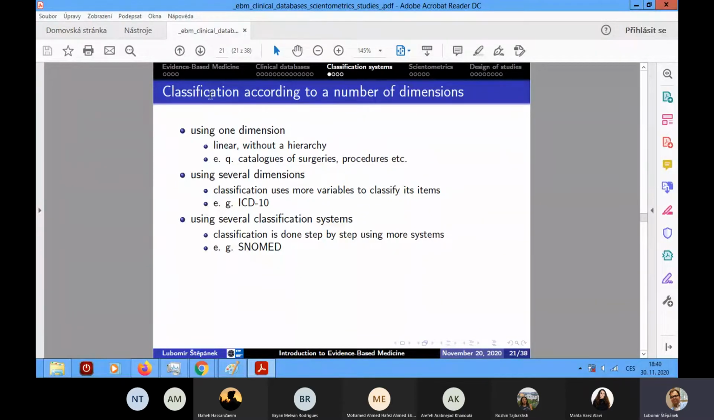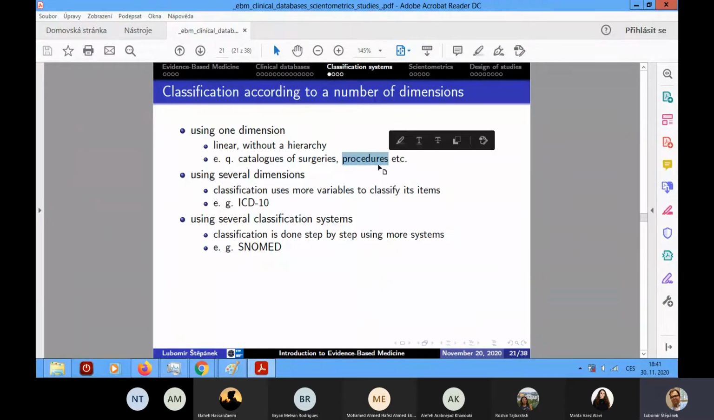So there are several ways to do the classification. We do it using several different numbers of dimensions. If there's only one dimension, then we say that it's just a linear catalog list without any hierarchy. For example, the catalog of surgeries. It's simply a catalog from A to Z. So a list of surgeries from A to Z. In layman's terms, it's just simply a catalog from A to Z.